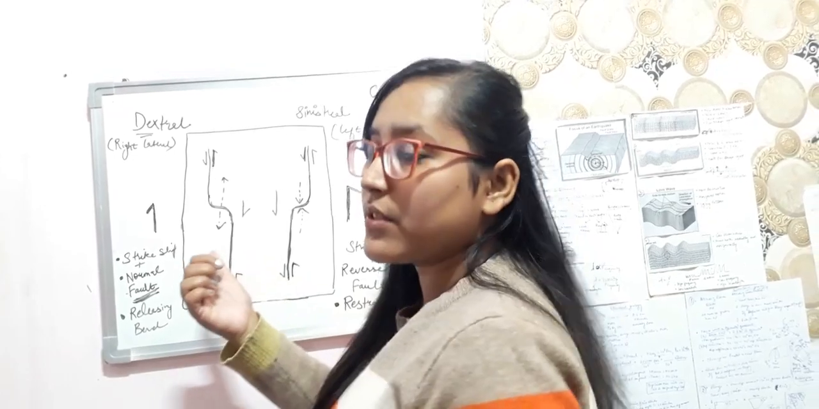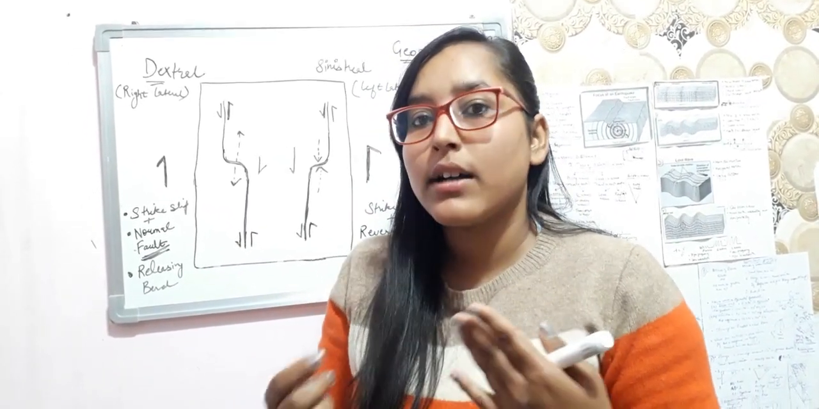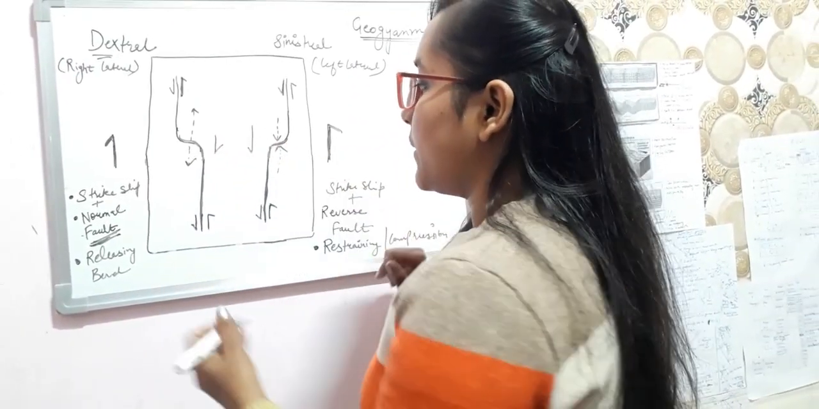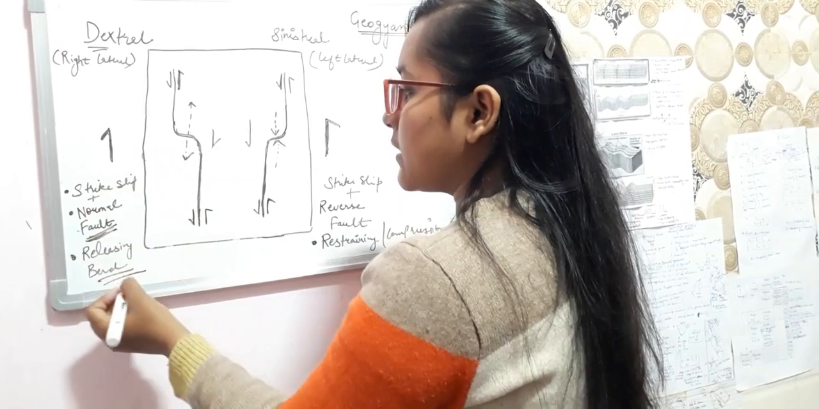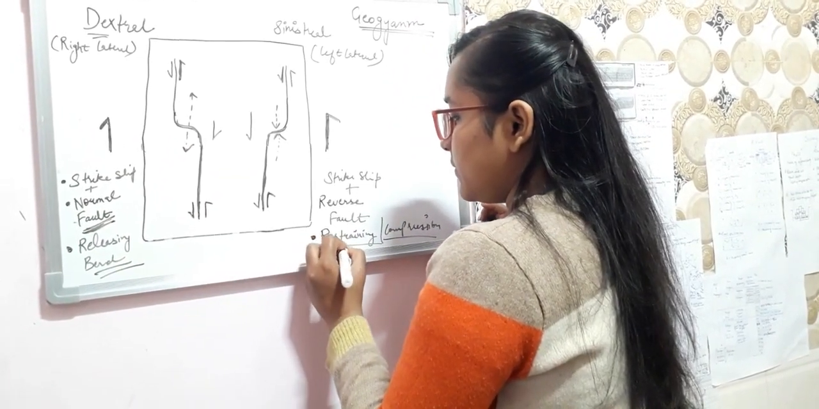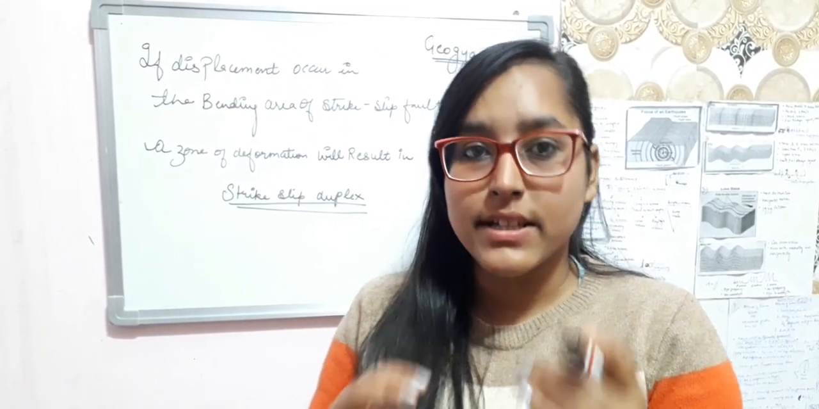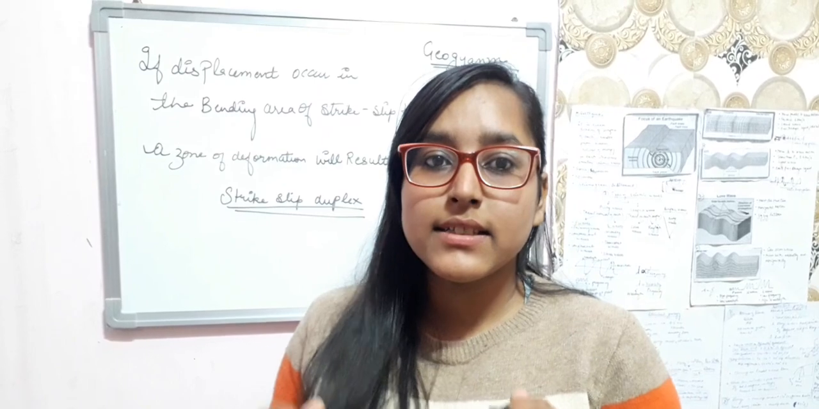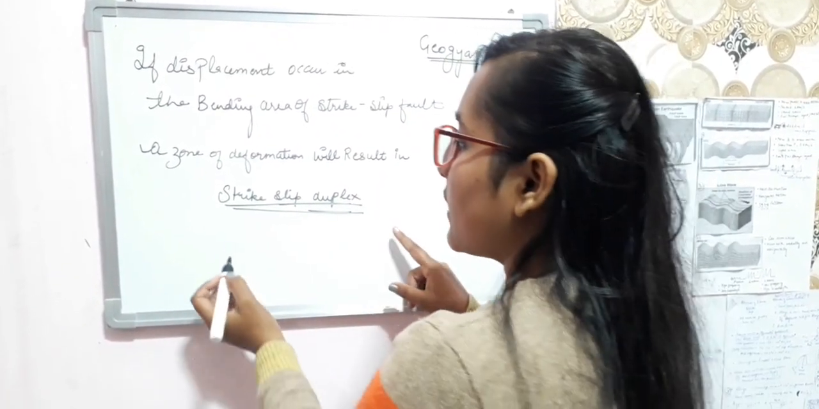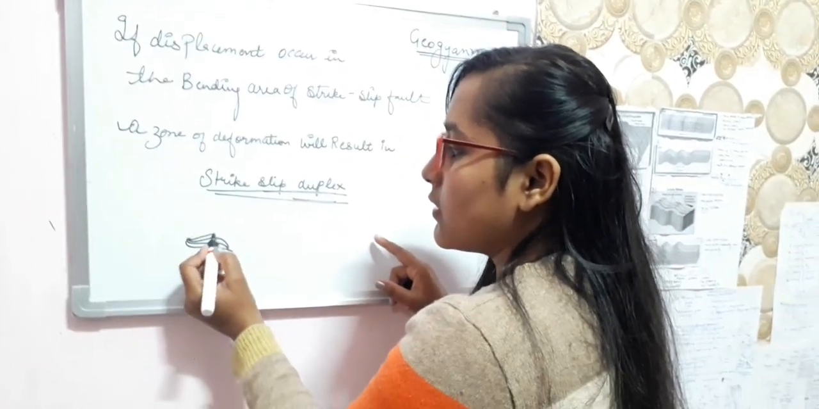This is the major feature of this palm tree and tulip structure, that the strike slip faults are not straight in that area. There is bending shown in that area. So this is a releasing bend and this one is a restraining bend. If the displacement occurs in the bending area of the strike slip fault, it will result in a strike slip duplex in that area. What are duplexes? Layers will form one after another.